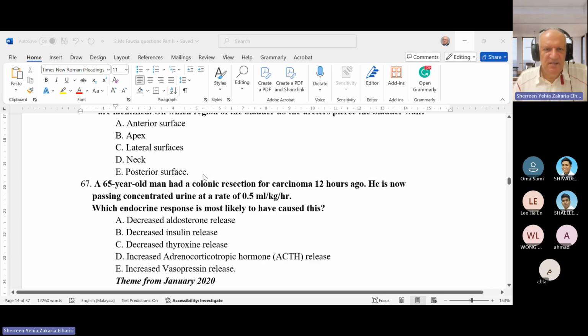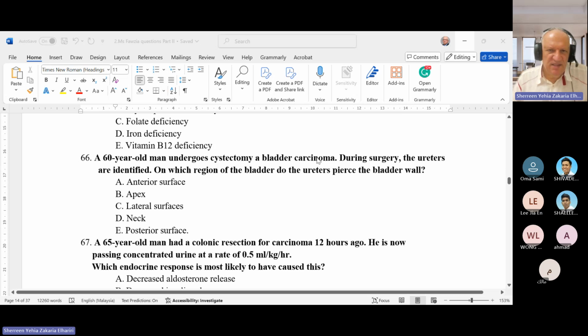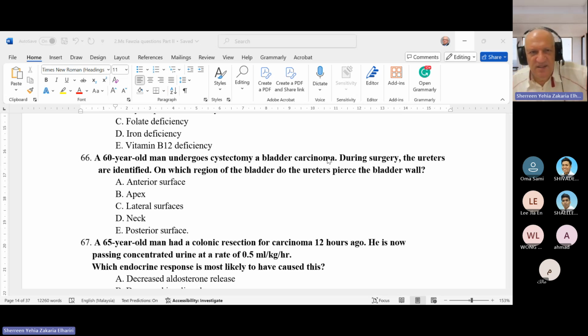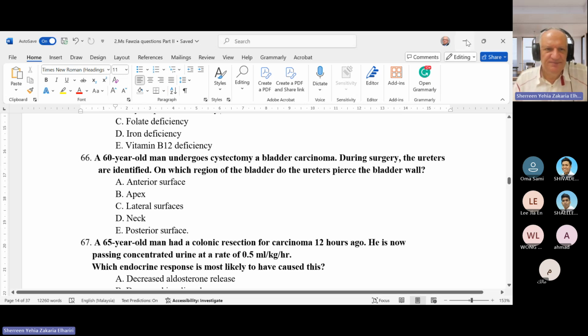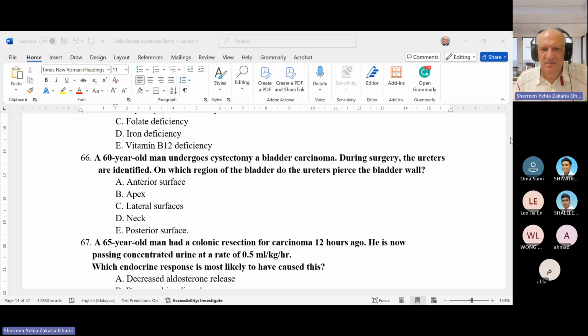A 60 years old man is undergoing cystectomy for bladder carcinoma, so removal of the urinary bladder. During surgery, the ureter is identified in which region of the bladder, where the ureter enters the bladder wall? Anyone? Posterior surface. Posterior surface, although I maybe have a picture here. If you look into it, it's 66, okay, just a minute.